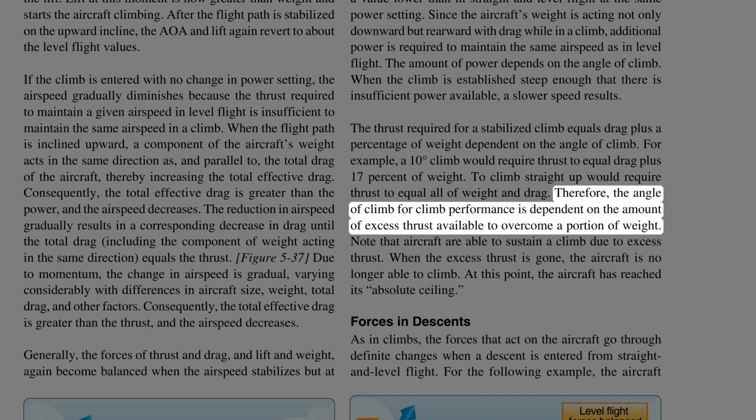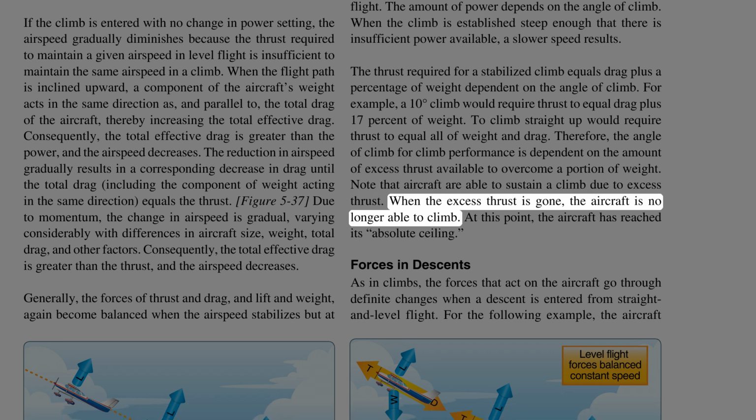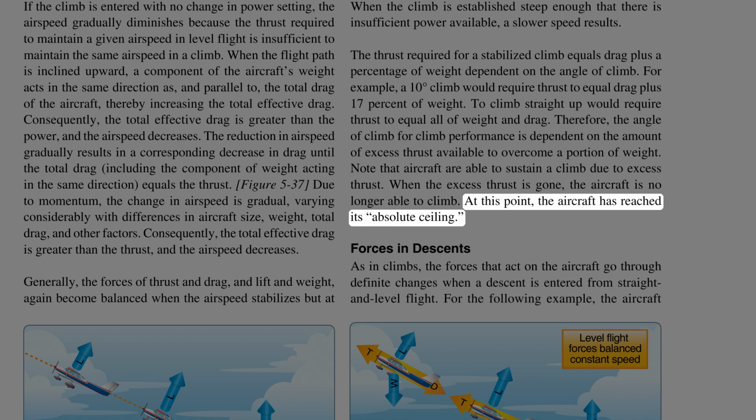Therefore, the angle of climb for climb performance is dependent on the amount of excess thrust available to overcome a portion of weight. Note that aircraft are able to sustain a climb due to excess thrust. When the excess thrust is gone, the aircraft is no longer able to climb. At this point, the aircraft has reached its absolute ceiling.